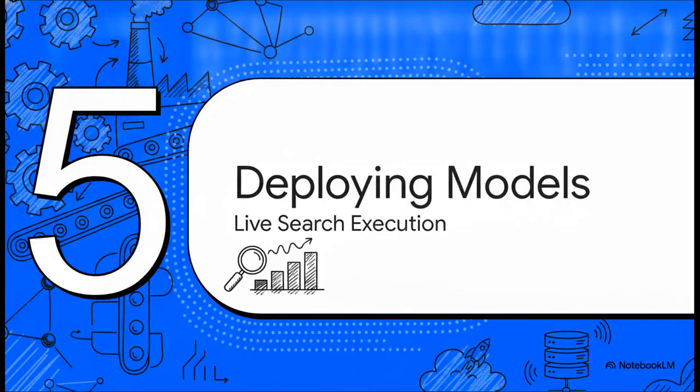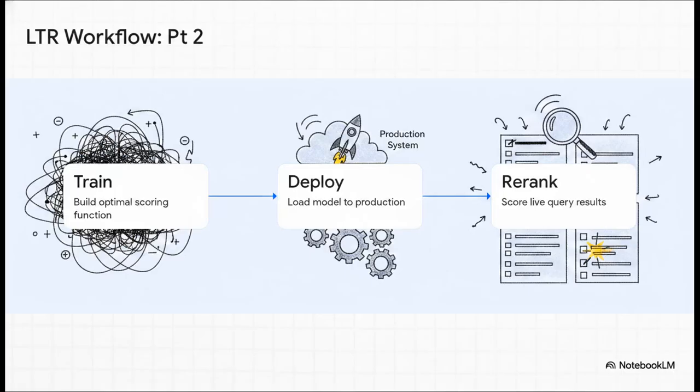Which brings us to part 5, training, deploying, and using: live search execution. So, with our machine learning problem successfully established, we're ready for the final stages of our factory tour, where we train, deploy, and actually use the model. We execute the final 3 steps of our workflow right here.